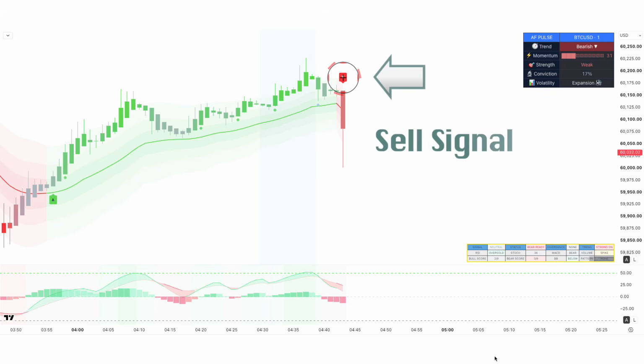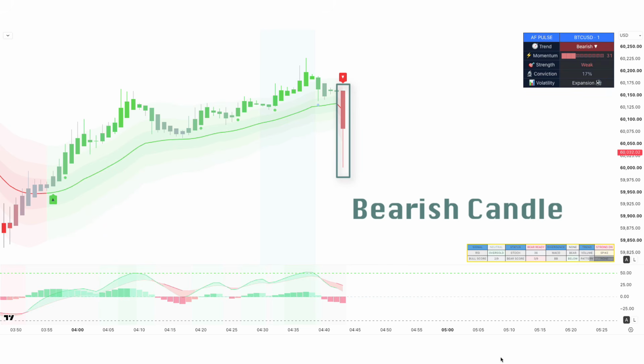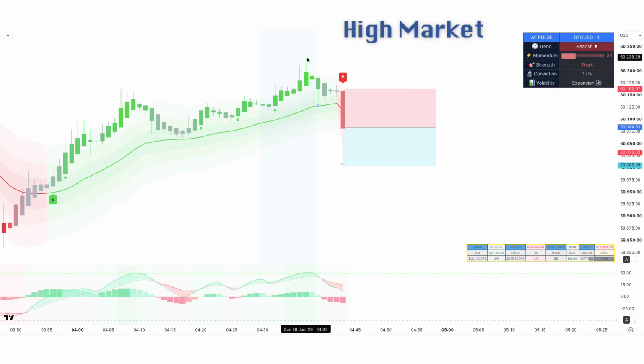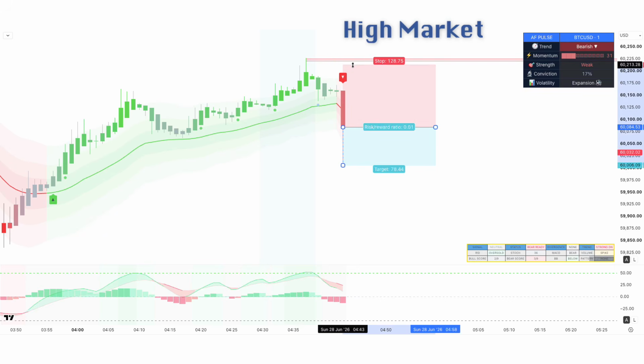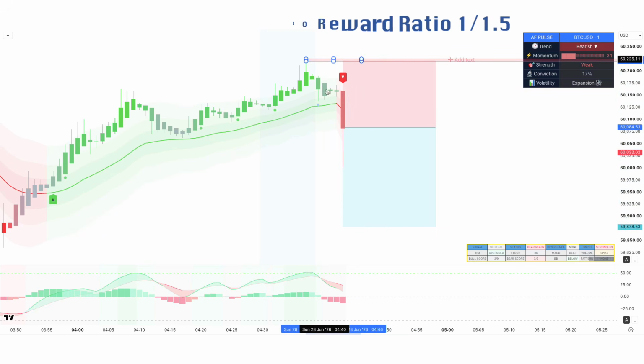When the Algo Forex Pulse Momentum label is down, this is a sell signal. The red columns of Market Zone Analyzer should be below the zero line. The market forms a bearish candle. If this condition is fulfilled, then we will place a sell order. Our stop loss is to be placed at the previous high of the market, and the risk to reward ratio will be 1:1.5.